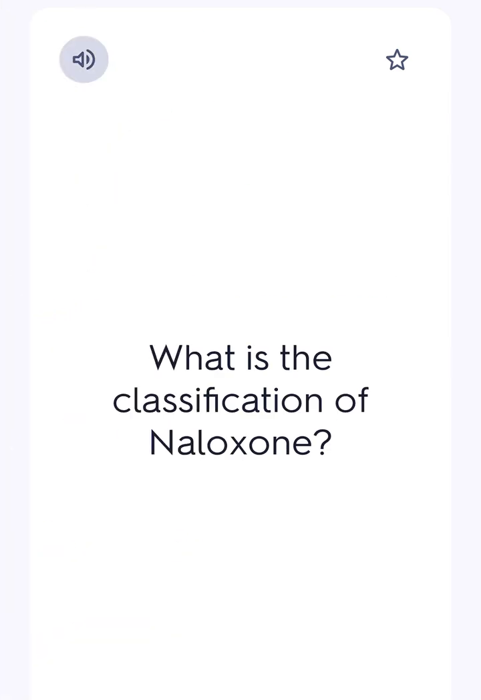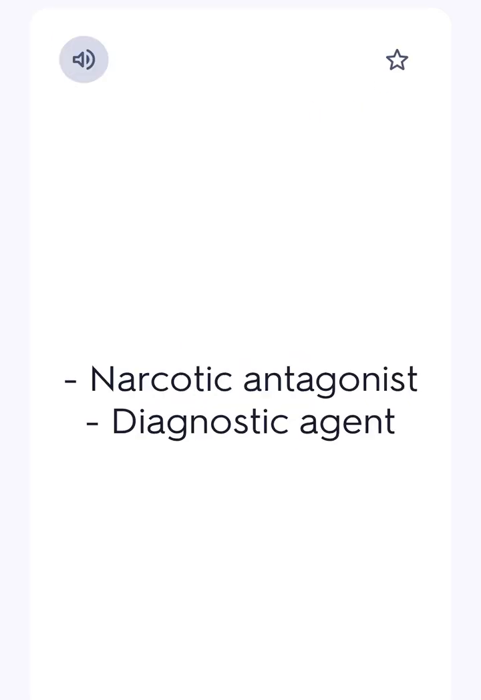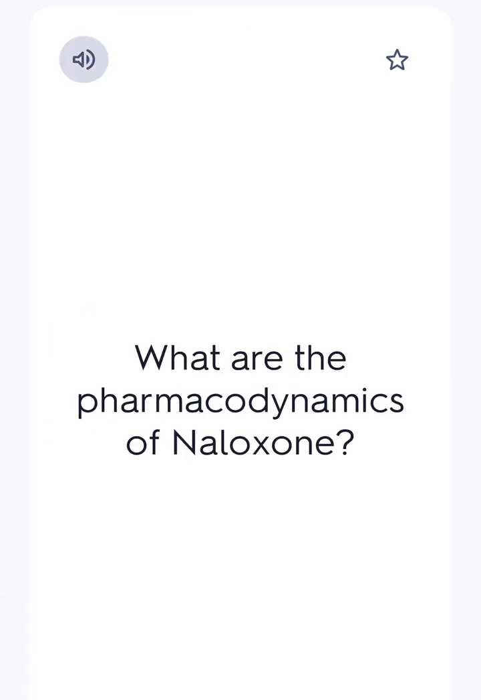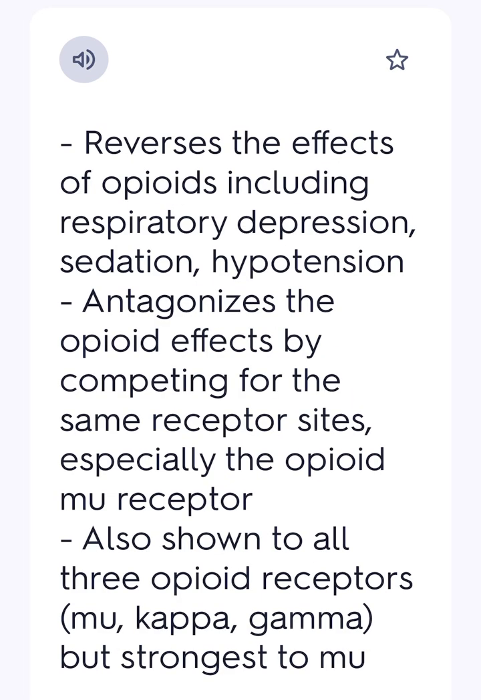What is the classification of naloxone? Narcotic antagonist, diagnostic agent. What are the pharmacodynamics of naloxone? Reverses the effects of opioids including respiratory depression, sedation, hypotension. Antagonizes the opioid effects by competing for the same receptor sites, especially the opioid mu receptor. Also shown to bind all three opioid receptors but strongest to mu.